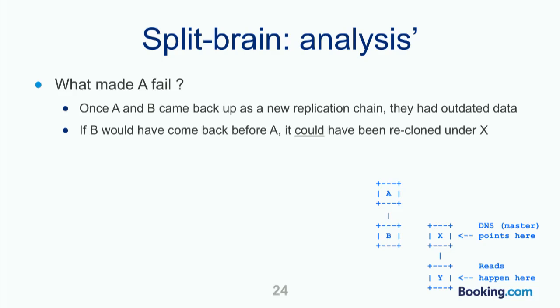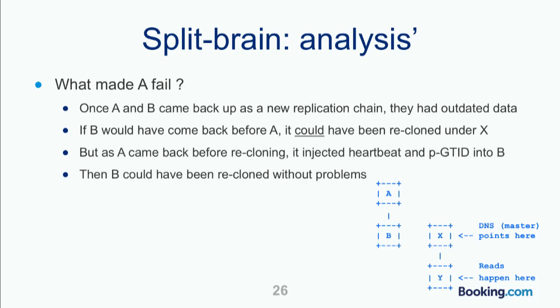But A is a master. With our setup, we inject these events into the bin log stream. So once the old master came up again, it started injecting values back into the replication stream. B was configured to replicate from A. So the content of the database wasn't quite in sync, especially with the replication, sorry, the timestamp events. It wasn't quite the same as the other one. So because of that, we couldn't really clone.